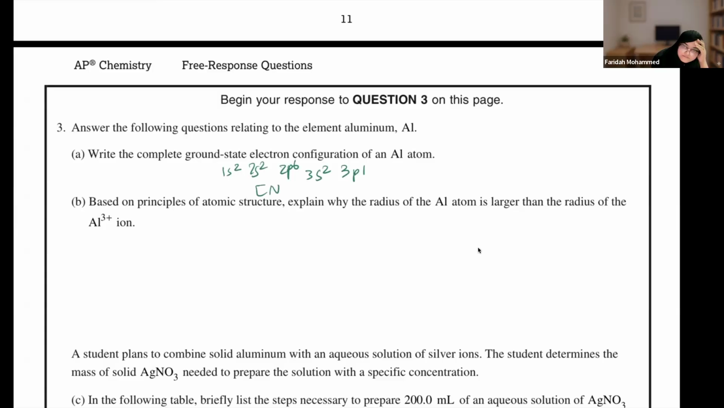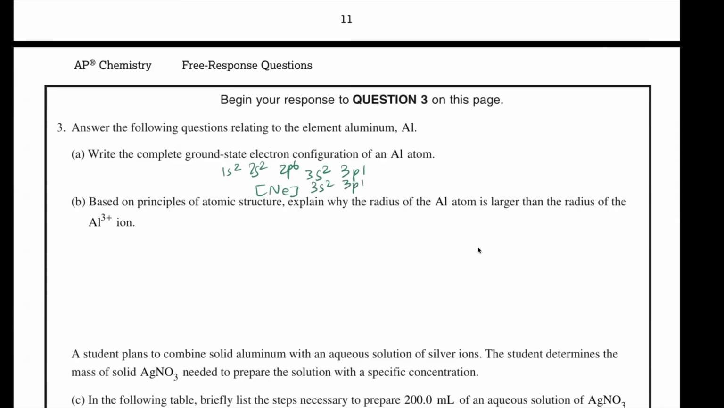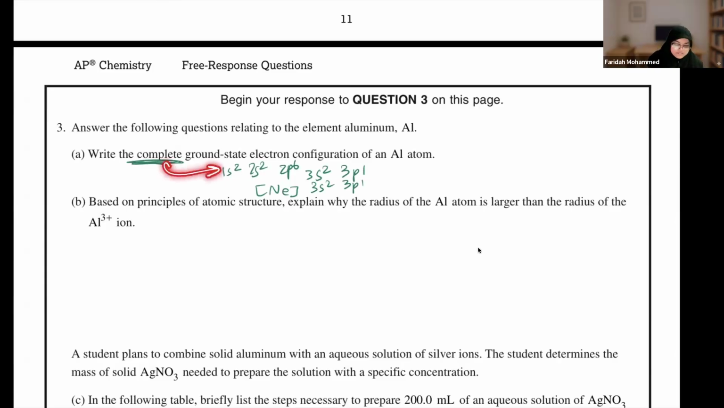Yeah, you can do both of them, okay? They both work. Ground state is this. Excited state is when it goes to what? It's complete though, so I would have thought that they only want this, but they also give this as the answer key, so they should be fine. No one got this one wrong though, right? Okay. Now, why is an aluminum atom larger than an aluminum ion?